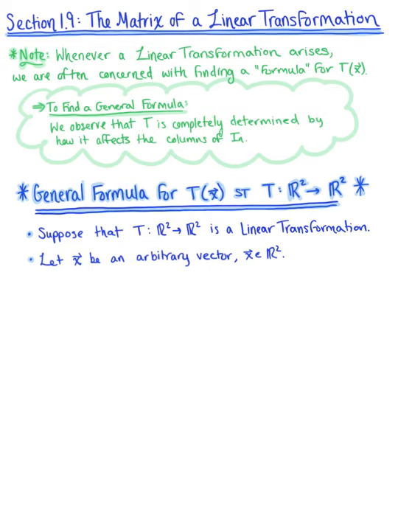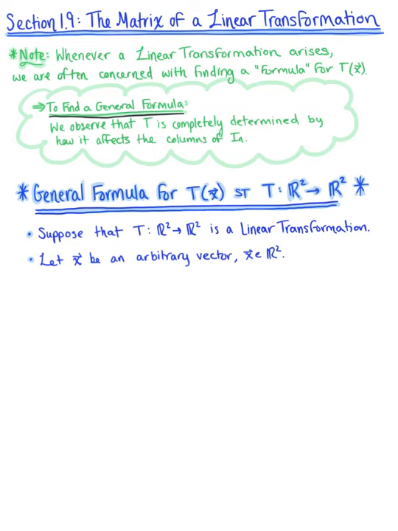So here we are looking at the matrix of a linear transformation. And now, when a linear transformation arises, either geometrically or verbally, we're oftentimes concerned with finding a formula for the image of vector x under the action of our transformation. Now, to find such a general formula, we need to observe that our transformation is completely determined by how it affects the columns of the identity matrix.